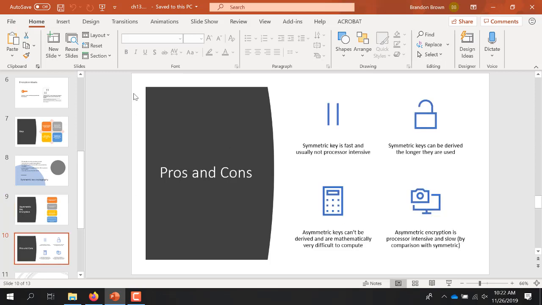So, pros and cons of both. Well, symmetric keys are fast. Keep that in mind. That's a test question. You'll see that again. They can be derived the longer they're used. I'm going to give you an example of that here in a minute. Asymmetric keys are harder to crack. They're more mathematically complex. Asymmetric encryption is processor intensive, but it's stronger. It's much, much stronger.